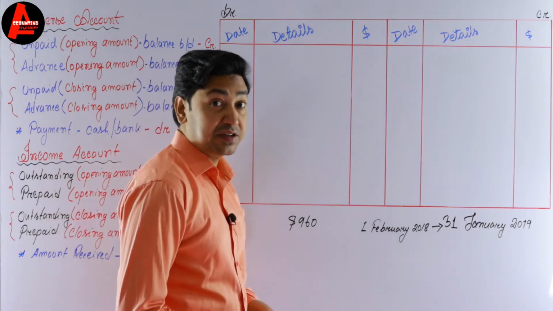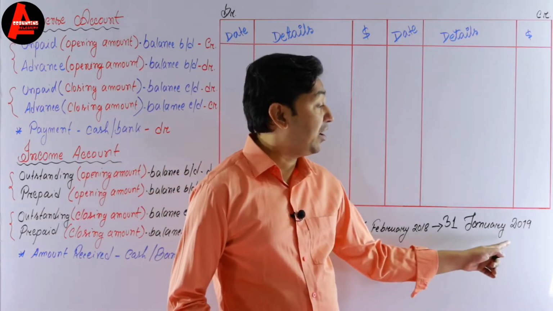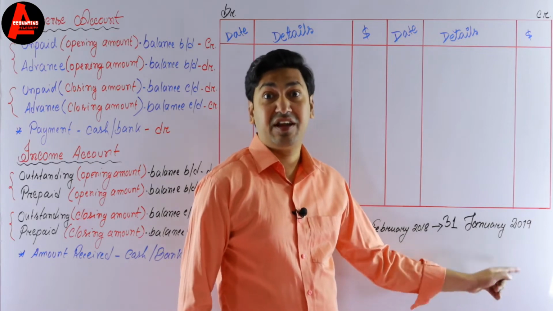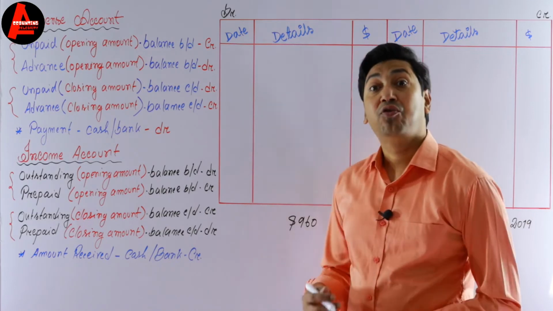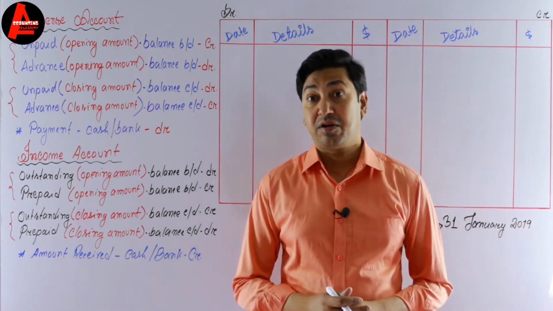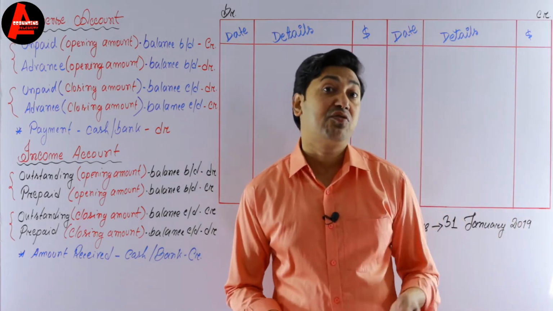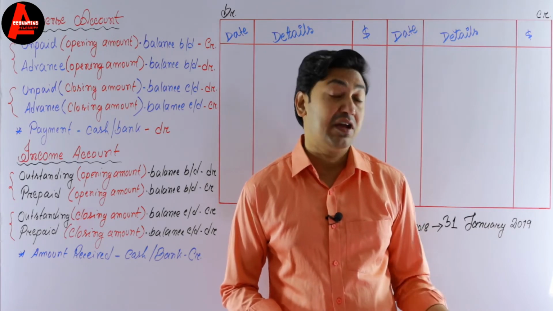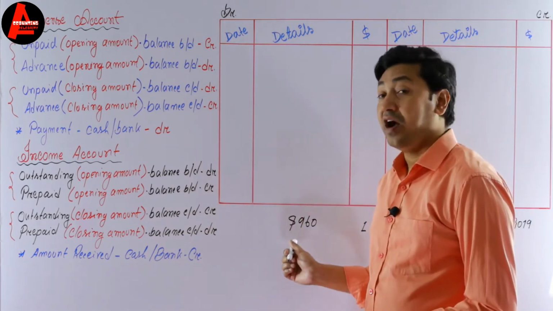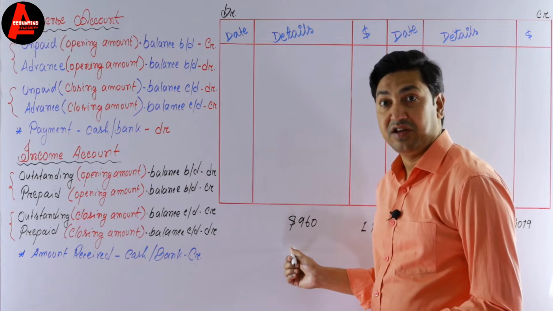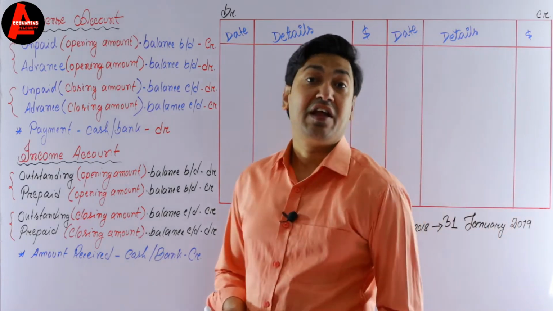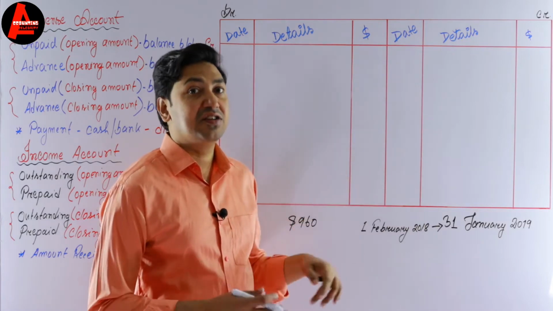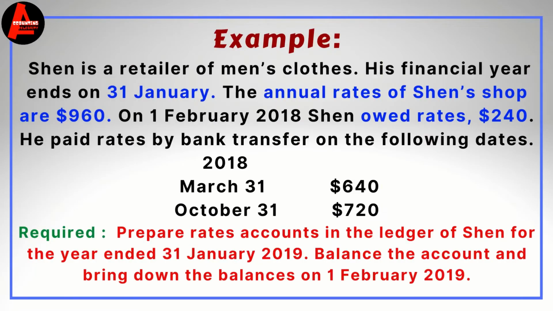When Chen prepares the income statement at the end of the financial period, then Chen has to write this amount in the income statement. Which section? There are two sections of the income statement. One is the income section and the other one is the expense section. So this will be under the expense section. This value will be written as income statement here in this account. So I'll show you later. Let us have a look at the question once again.